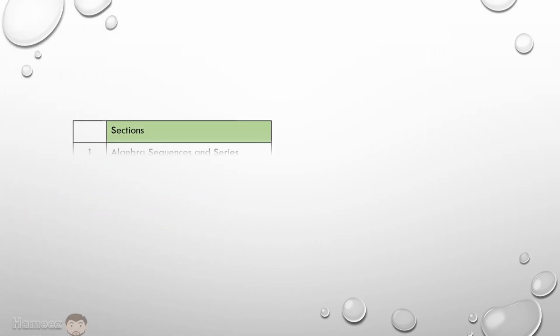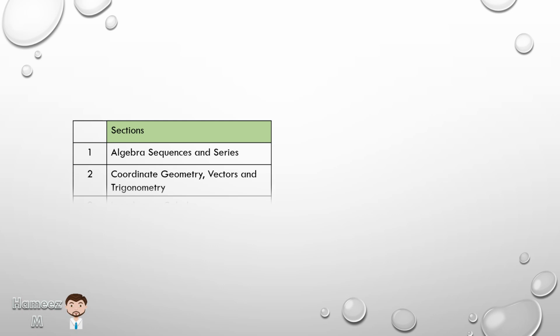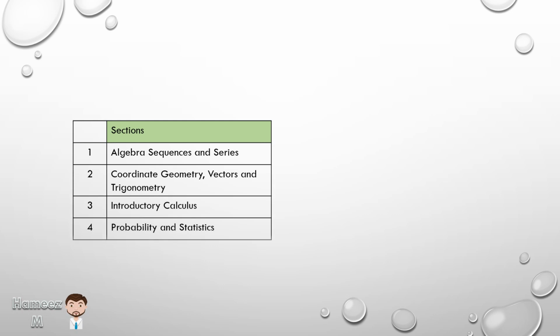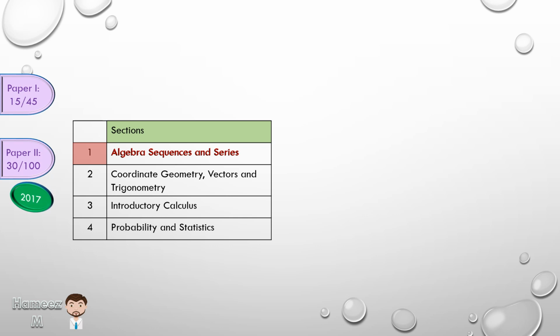Let's look at the 4 major topics in CSEC Additional Mathematics. And in this video, we'll be looking at section 1, Algebra, Sequences and Series. This section comes for 15 multiple choice questions out of 45 in paper 1. That's 1/3 of the paper. And for the first 2 questions with 15 marks each, which is 30 marks out of the total of 100 in paper 2.